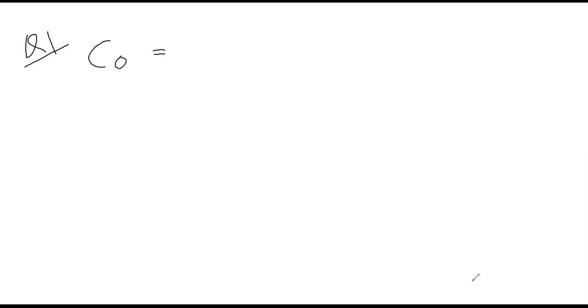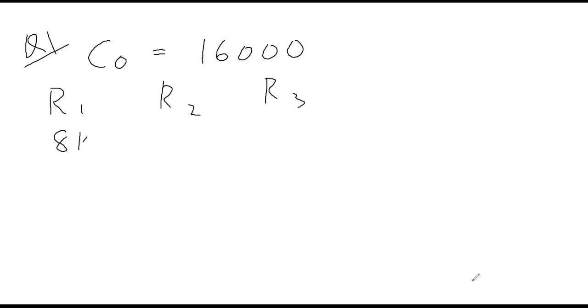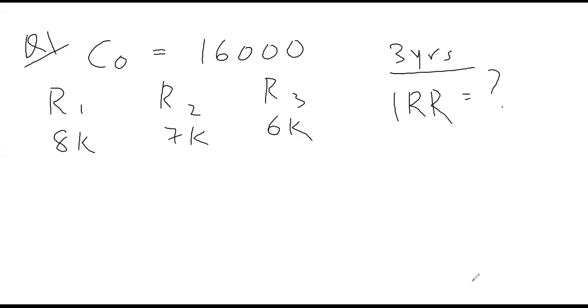It tells that a project has an initial cost of 16,000. It will give returns for 3 years, which is 8,000 in the first year, 7,000 here, 6,000 here. 3 years is the project, and then you wind up. You have to find the IRR by trial and error method.